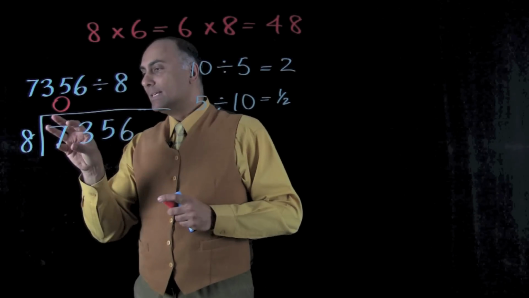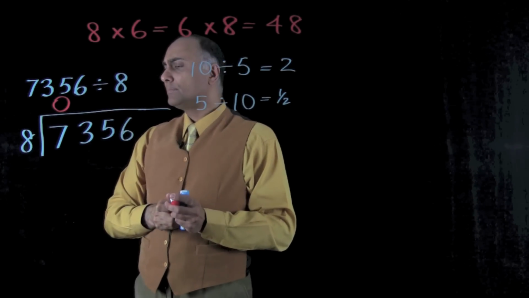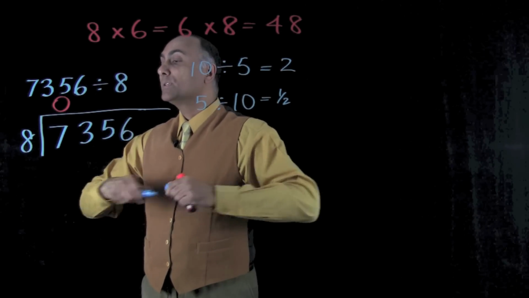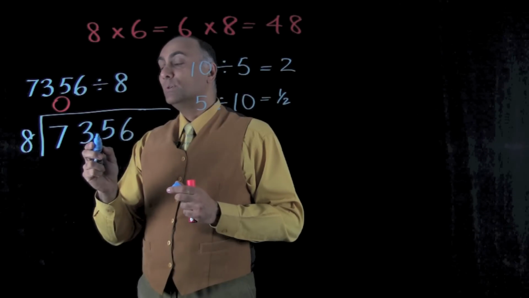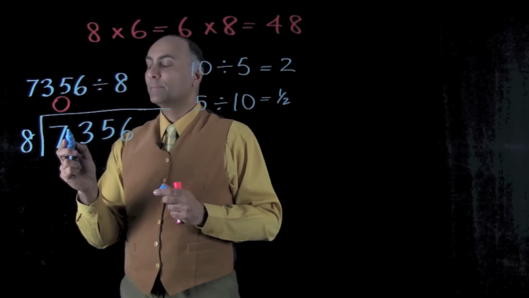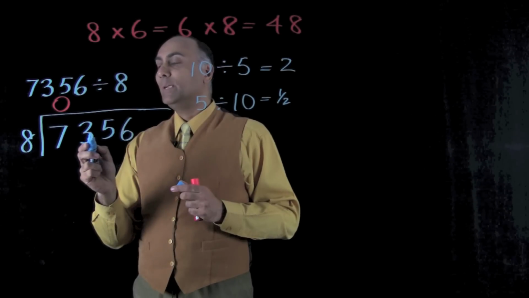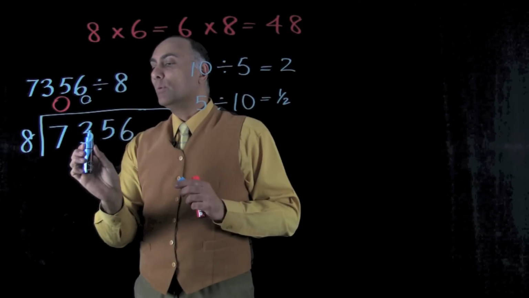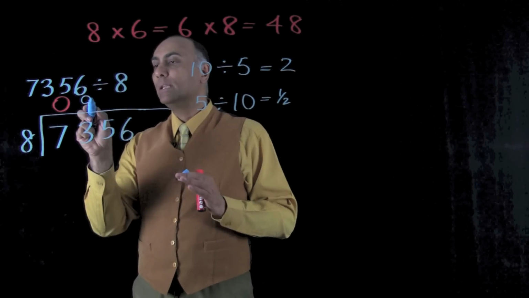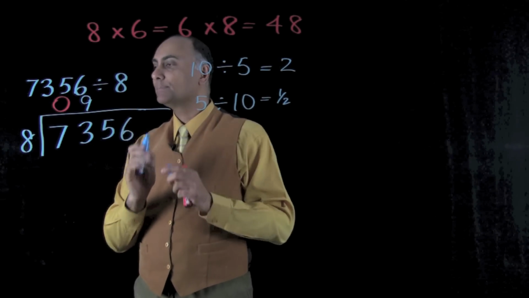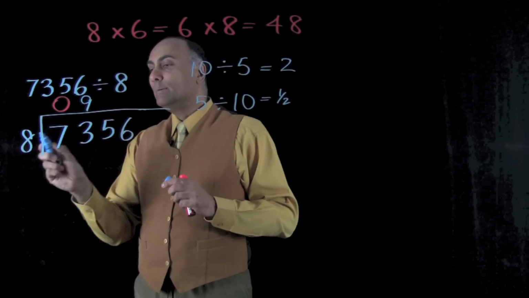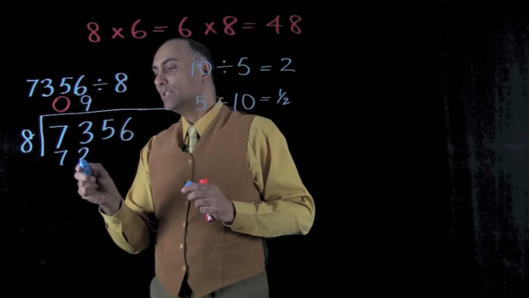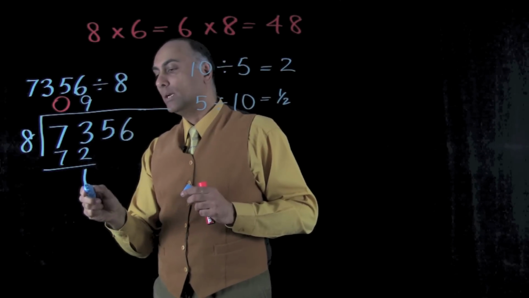Now what we do is this 7 hasn't been used. So we've got to use it because it's part of the number that we were given. So the next thing you do is you say 8 into 73. And 8 into 73 will go 9 times. So because we've gone down now to the hundreds column, we put the 9 in the hundreds column of the answer. But 8 times 9 only uses up 72 out of our 73. So we say, okay, that uses up 72, and we have 1 remainder.